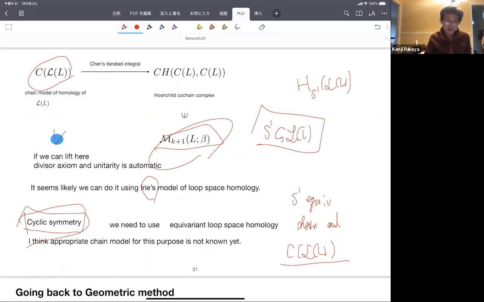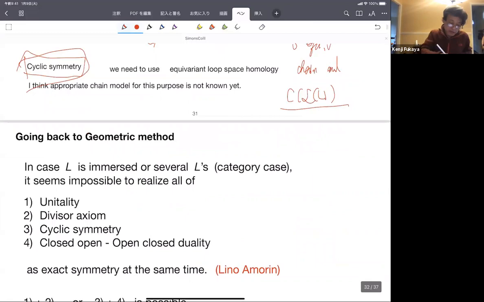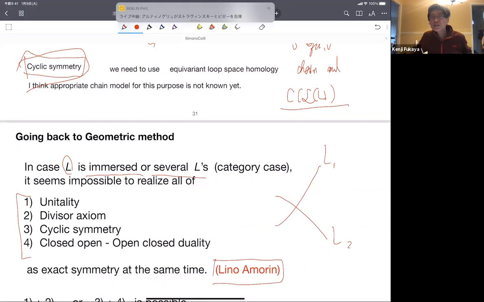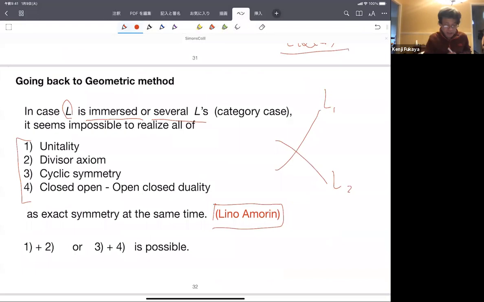And probably here, yeah. So now I'm going back to this geometric method. And I want to say a bit about the case when L is immersed, or several L's. Lino Amorim reminded me that it is impossible to realize these four symmetries at the same time if we have immersed or category cases. He mentioned it at the Fields Institute one year ago, just before this pandemic started. So what one can do is, if we try to realize the first two or three and four, it's possible, but all four seems to be impossible.